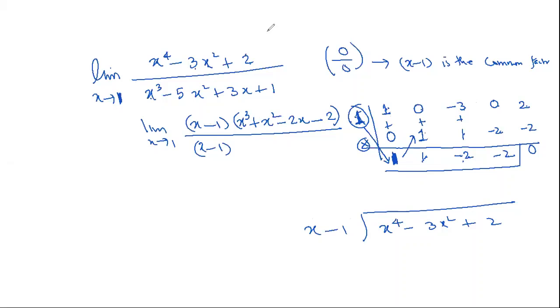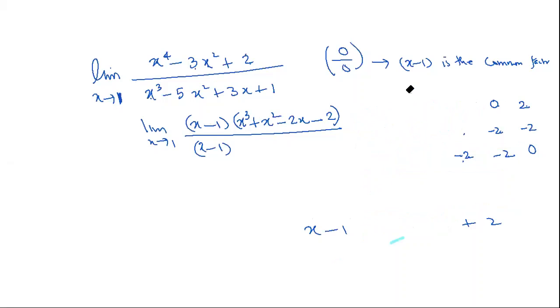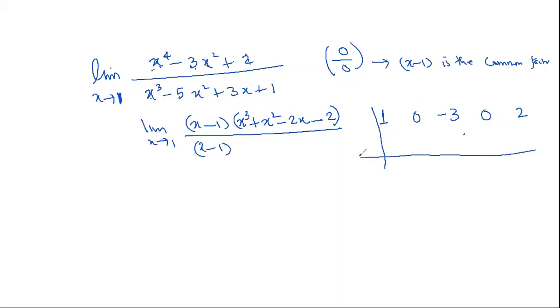Okay, do one thing. All of you start with me. Write the coefficients in order. Start from x raised to 4. What is the coefficient of x raised to 4? 1. After x raised to 4, it is x cube. There is no x cube here, so 0. After x cube, it is x square, whose coefficient is minus 3. After x square, it is x. Coefficient is 0. Then the constant, 2. Then put a line like this.